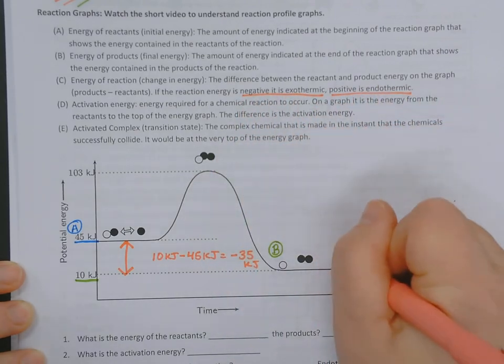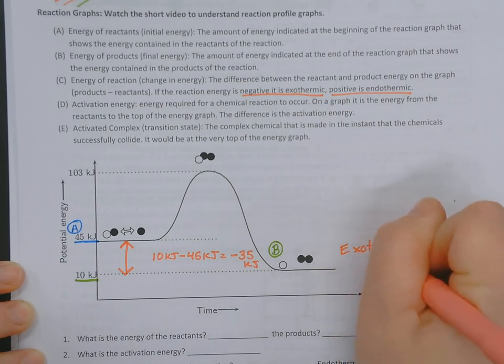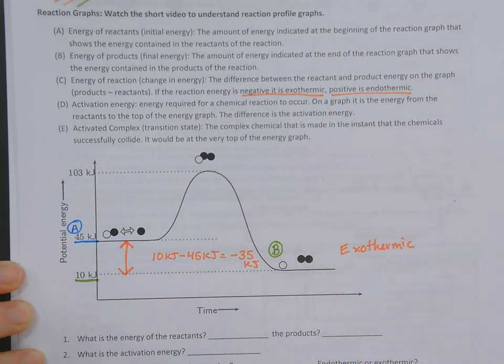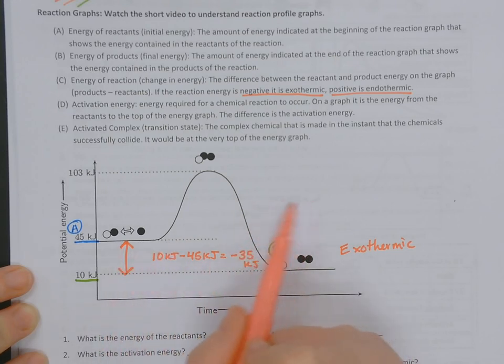So this is an exothermic reaction based on that. We always do final minus initial. So this is our change in energy. How much energy was lost by the reaction in this case? So 35 kilojoules was lost. Or if our products end up higher than our reactants, then we gain energy, and it would be endothermic.